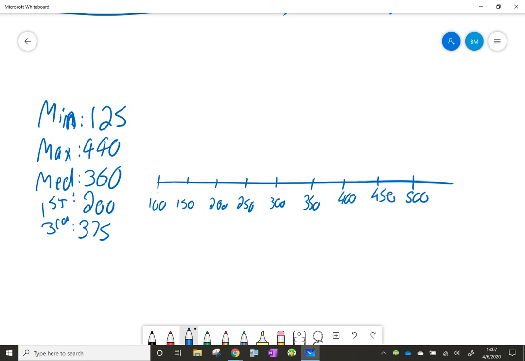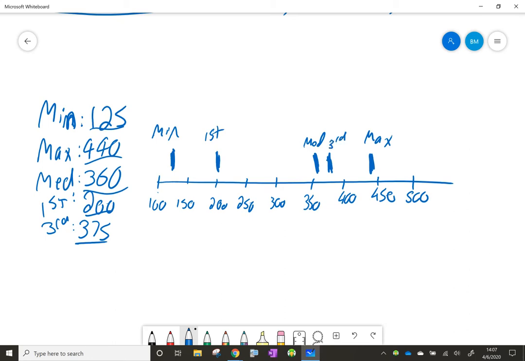All right, so obviously we're going to have to guesstimate a little bit. Minimum 125 is going to be about halfway between 100 and 150, so put a mark there. My max is 440, close to 450 but not there, so we'll mark there. Median is at 360, a little bit higher than 350, so right there. Our first quartile is at 200, and our third quartile is at 375. So this was my minimum, my maximum, my median, my first quartile, and my third quartile.